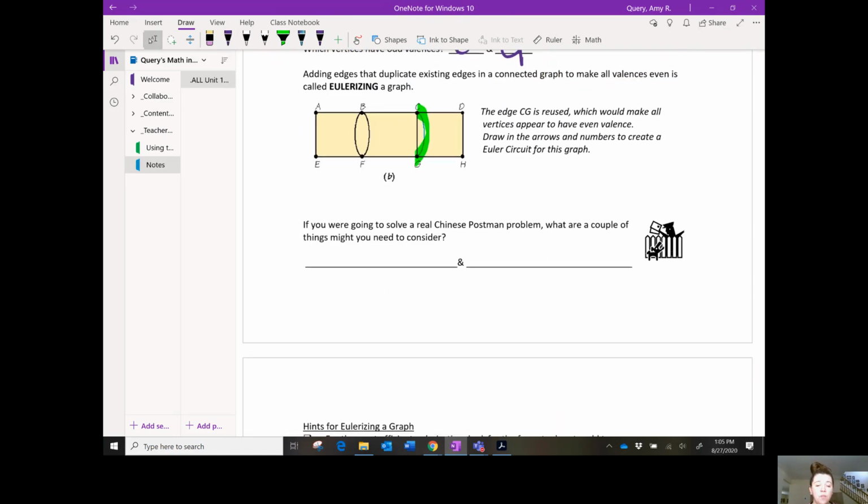So if you were going to do this in real life, if you were actually going to solve these kinds of problems, there are a few things that you would need to consider. One of them, like we talked about, is that you can't create a new road. You can only duplicate a road. And then another thing is that when you add an edge, that means that you're going to turn around and come back.